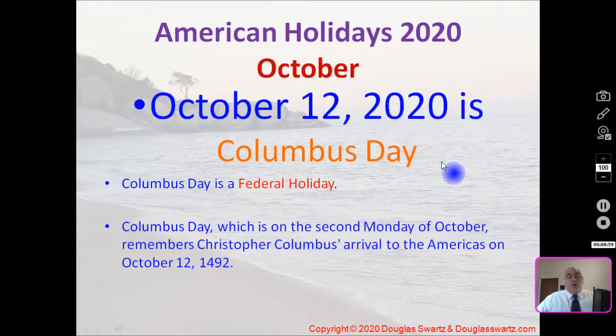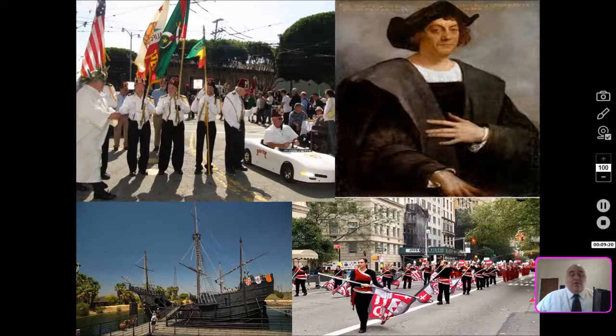Okay, our next one, October 12, is a federal holiday, Columbus Day. Columbus Day, which is on the second Monday of October, remembers Christopher Columbus' arrival in the Americas on October 12, 1492. It's a big holiday in many Italian communities. It is a federal holiday, and we celebrate it every year. Here's some imagery of some of the Christopher Columbus parades. So Christopher Columbus Day.